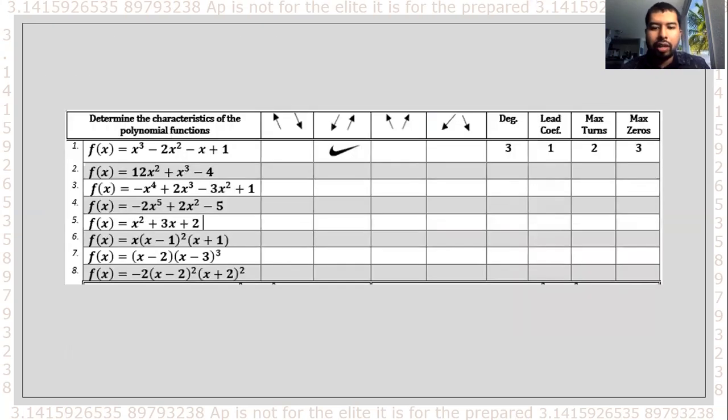Okay, so I encourage you to give this homework a try. The way it works is you look at the largest exponent. In this case, be very careful, I wrote it over here. So my degree is 3. The leading coefficient is the coefficient of that term, so this will be a 1. The max turns is your degree minus 1, so that would be 3 minus 1, which is 2, and your zeros is the same amount as the degree. So be very careful because some of them will be negative. Okay, alrighty.